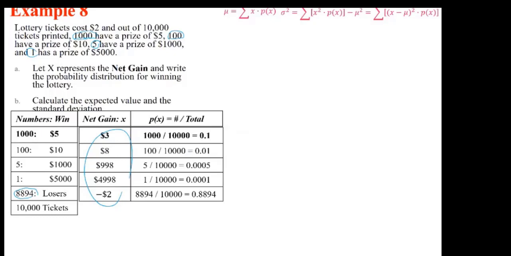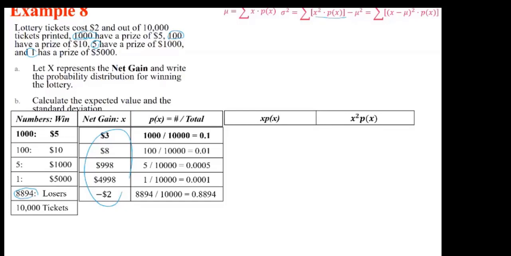Now the calculation: mu is the summation of x p of x. That means multiply the net gain column by the p of x column and add them up. That would be x p of x. And then we can calculate the standard deviation, using this formula, x squared times p of x. So x p of x means 3 times 0.1. X squared p of x means 3 squared times 0.1.